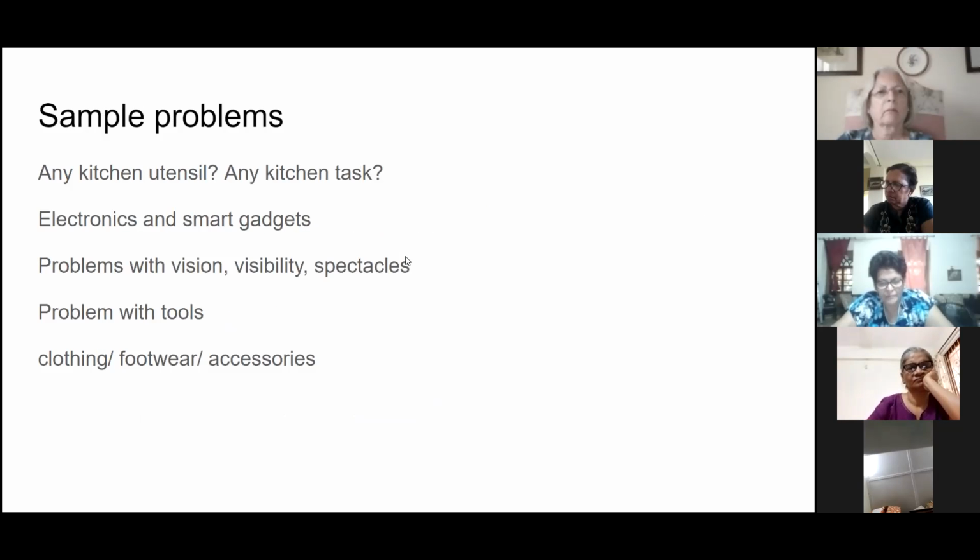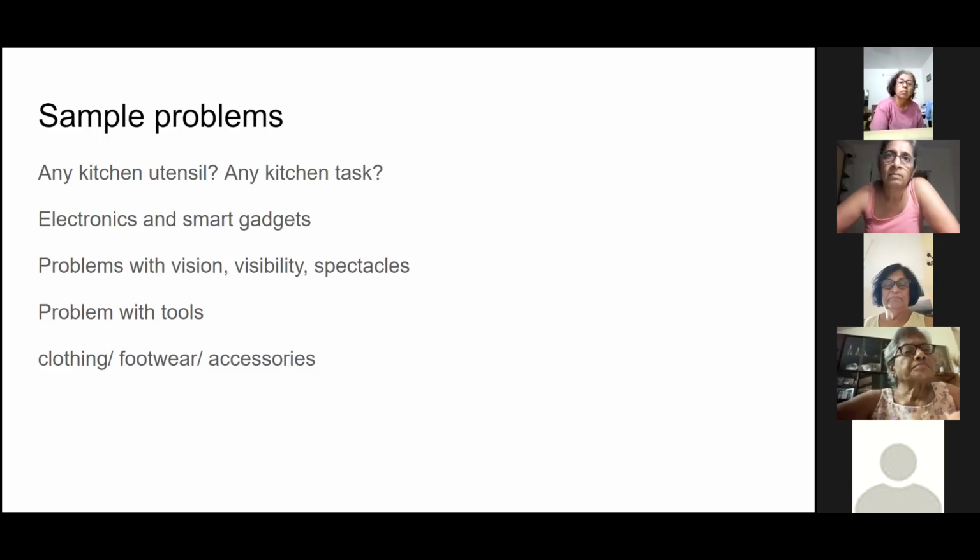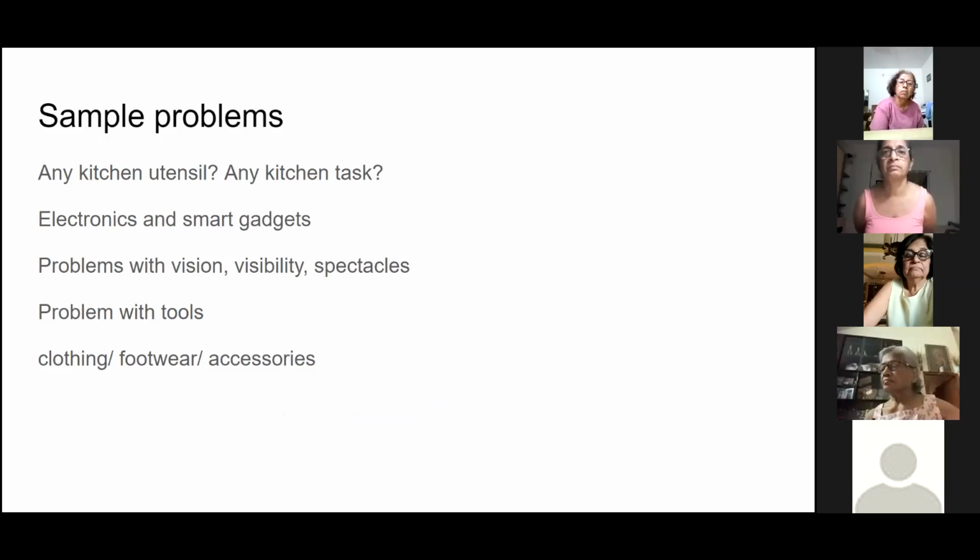Krishna, would you like to add anything? I think we should just go ahead with the sample problems that we have. We are guessing that most of you would have some problems in the back of your mind, so you could start with that. But if you need help with finding a problem, we have some sample ideas for you to get some inspiration from.